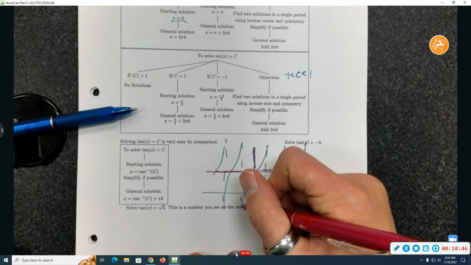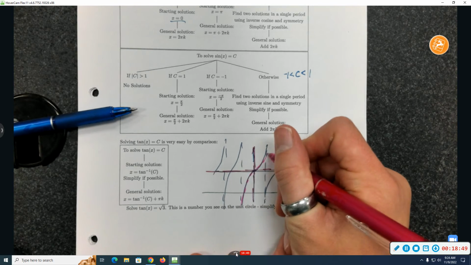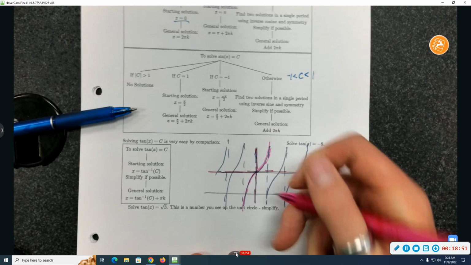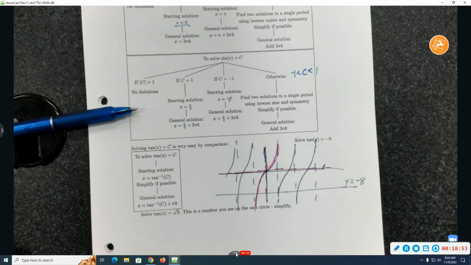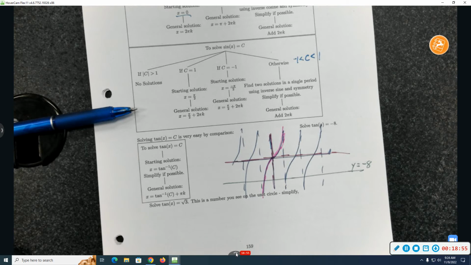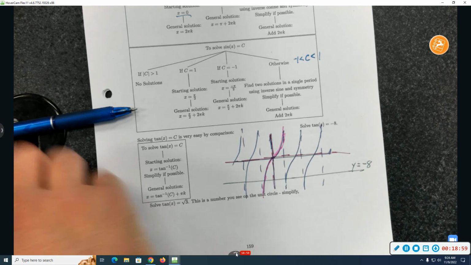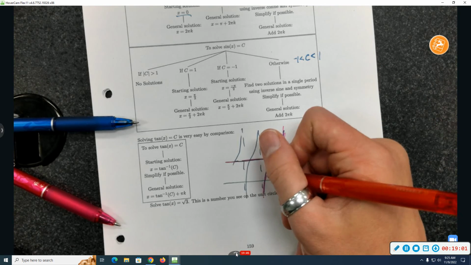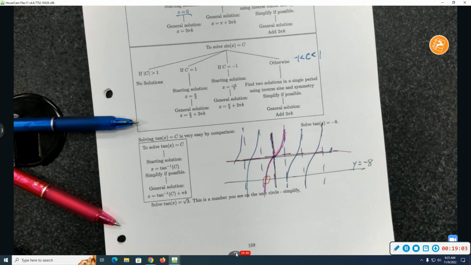So let's think about tangent over one full period. There it is over one full period. How many times does tangent cross the green thing over just that period? Just once. Let's find this one point. What's the name of that point?